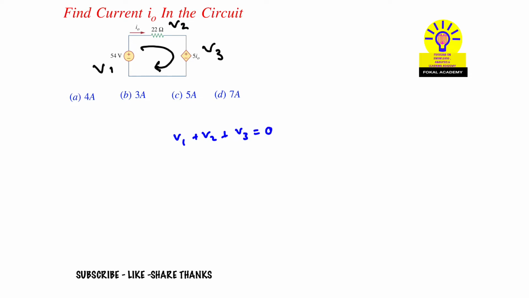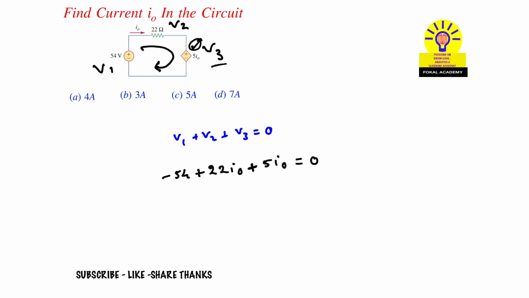Here the current direction is like this. So here the current is entering at minus. So here the voltage is minus 50 volts, plus, in the resistor by applying Ohm's law we will get the voltage is 22 I0, plus V3, the current is entering at the plus sign, so it is taken as plus 5 I0, that's equal to 0.